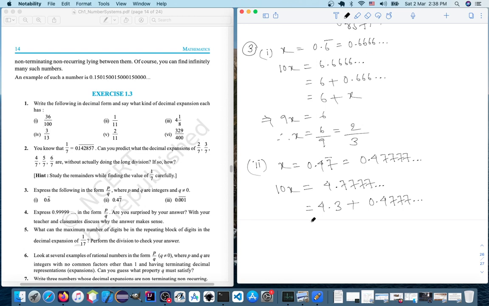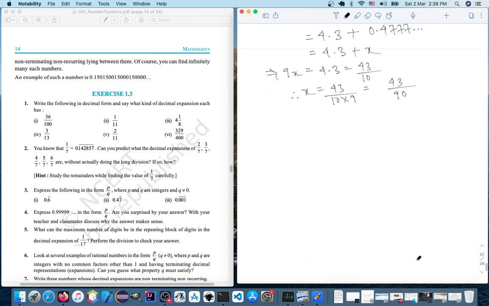So this is 4.3 plus x, because this is x. This implies 9x equals 4.3, which equals 43 by 10. Therefore, x equals 43 by 10 into 9. This is 43 by 90.